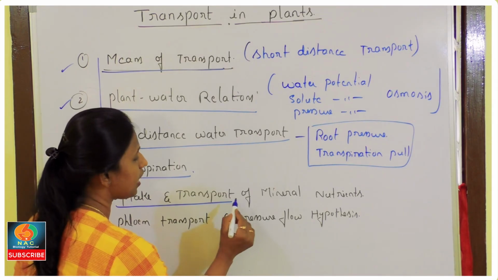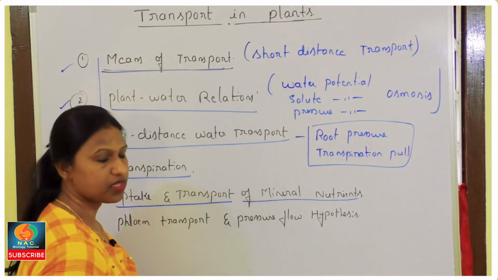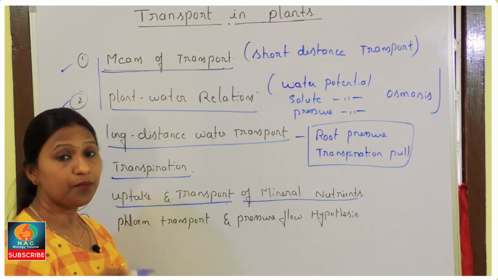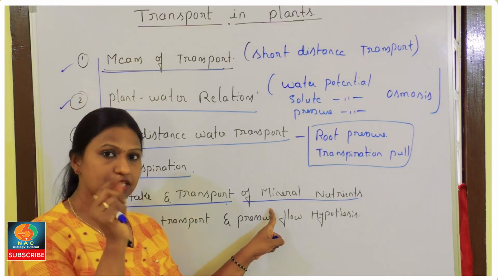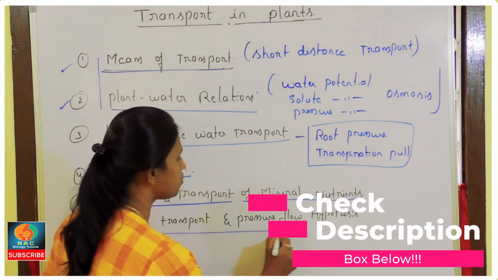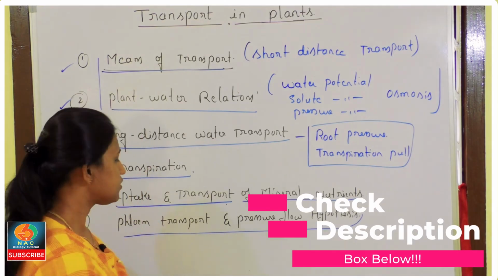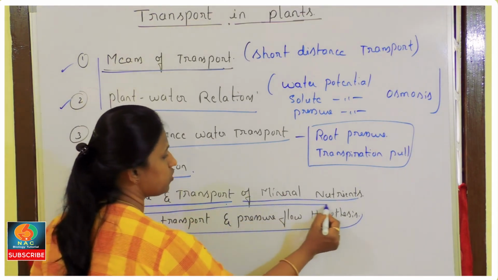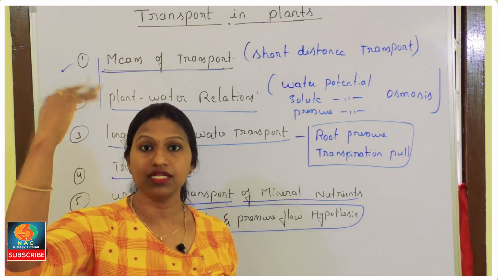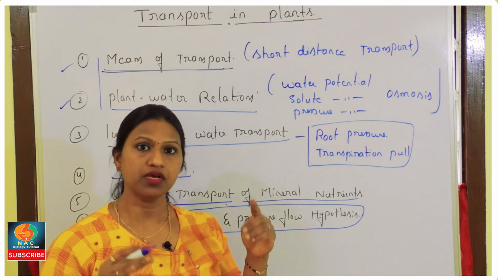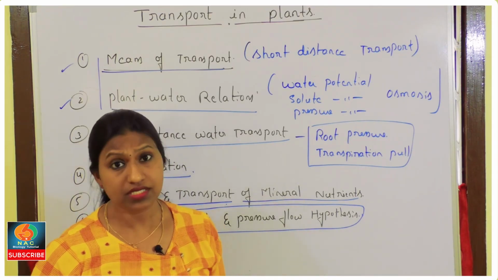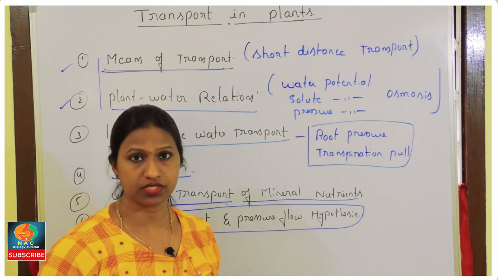Then uptake and transport of mineral nutrients. Of course, this process also takes place through xylem only, but here certain things we need to understand. So that part we'll cover in this video, and the last video is about the phloem. Phloem is a food conducting tissue. How the food will be translocated from leaves to the roots, or from the roots to leaves even. How it is possible, what is source, what is sink, what is pressure flow hypothesis, everything.